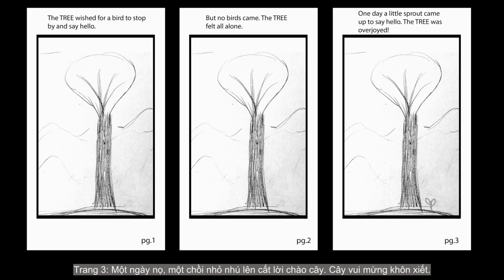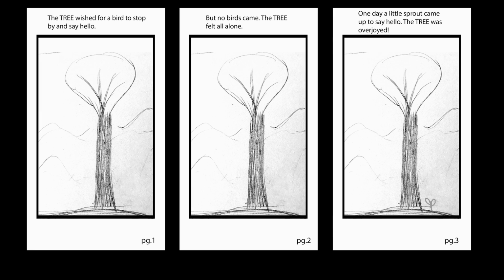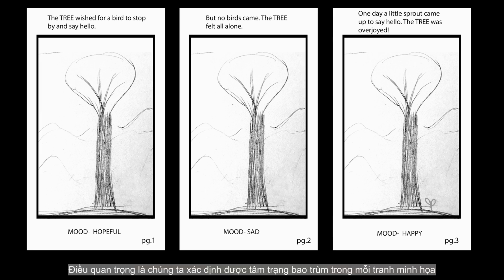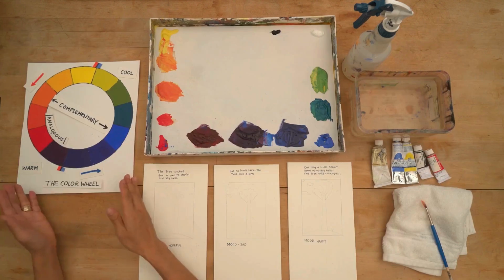The tree was overjoyed. Each page of the story conveys a different mood. Page 1, the mood is hopeful. Page 2, the mood is sad. Page 3, the mood is happy. It's important to know what the mood is for each page when you're coloring your picture book illustrations so that you can choose colors that support the mood.